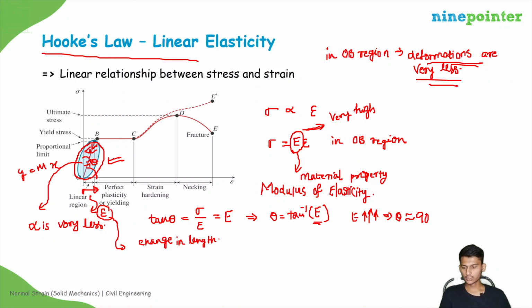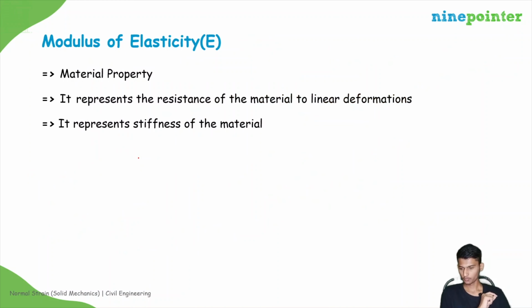So we consider only this part to find out the deformations in the member, because whatever structures are designed for civil engineering are designed for these deformations only. That is the reason why we consider only the elastic region deformation part. So this is about Hooke's law. Hooke's law means sigma equals capital E into small epsilon. Sigma is normal stress, E is modulus of elasticity, epsilon is normal strain.